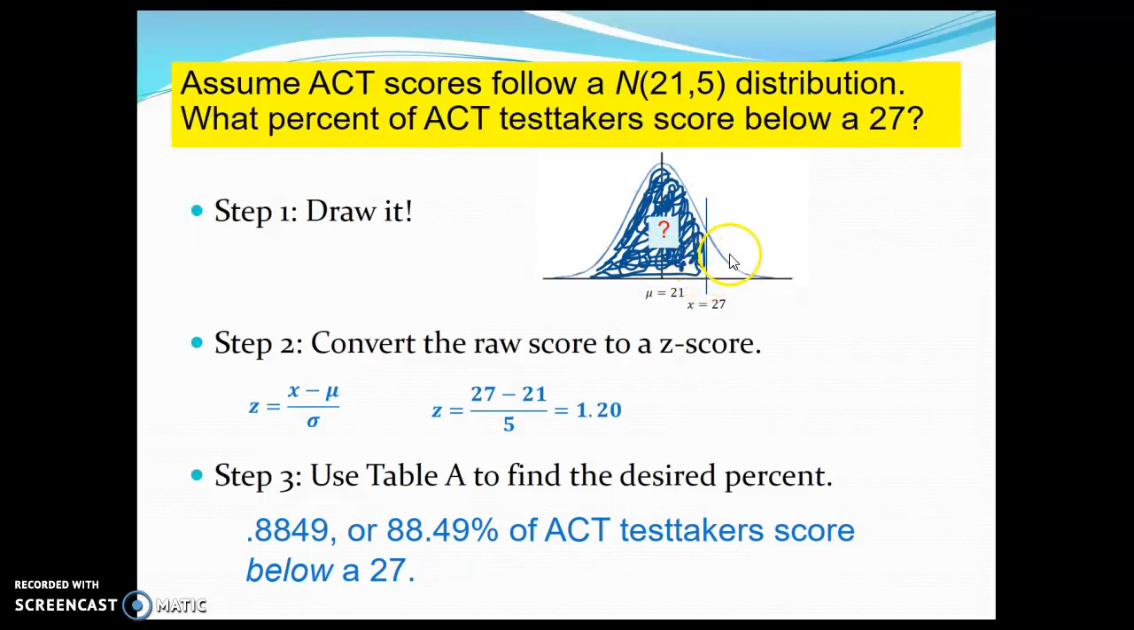So if we wanted the percent above a 27, and we know that there's 88.49% below, we would just take 100% minus that here. Now that's not accounting for the portion that do score exactly a 27, and getting into that requires a little more specific terminology, but for now we can just say that 100% is either below or above that particular cutoff, and that'll give us an estimate that's really good.